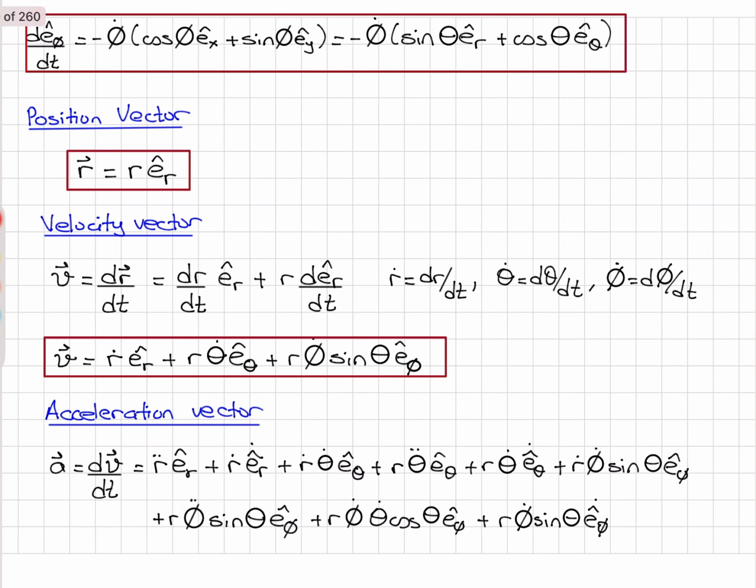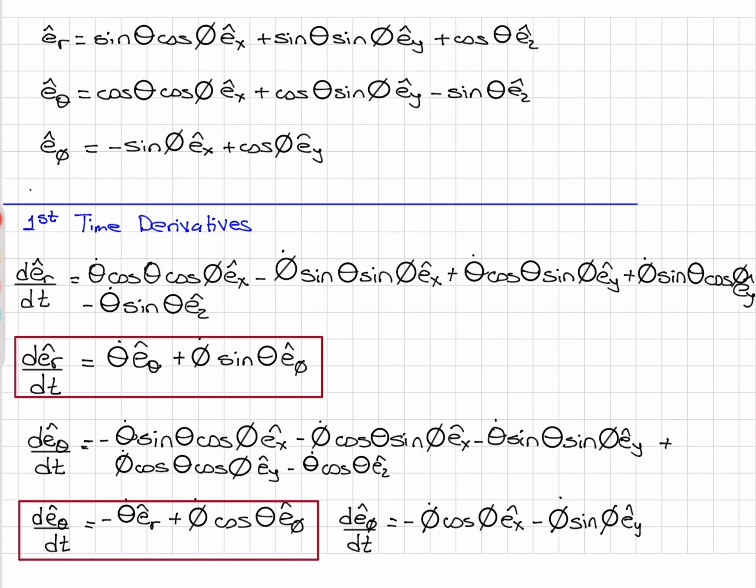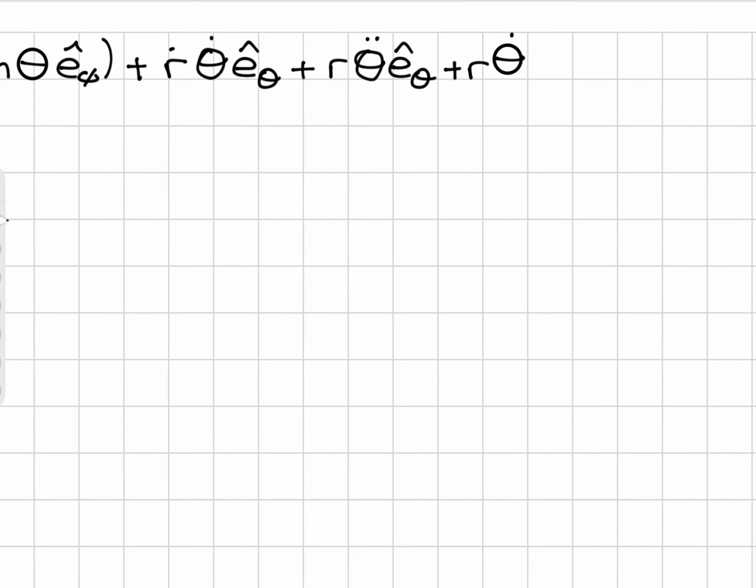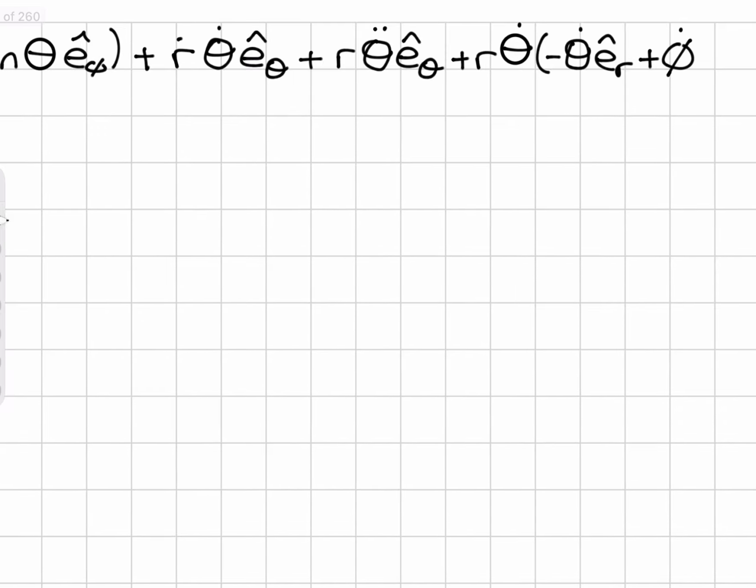Then I have the time derivative of, so looking at the r theta dot terms, I have the time derivative of e theta hat. So that's this term here. Time derivative of e theta hat was given here. So I'm going to substitute that there. So I will have plus r theta dot, and then we can substitute minus theta dot er hat plus phi dot cosine theta e phi hat.